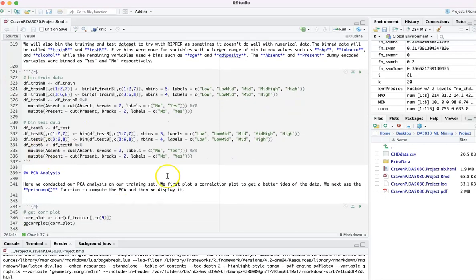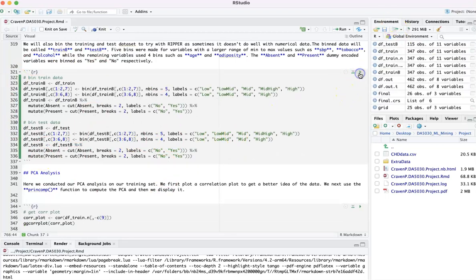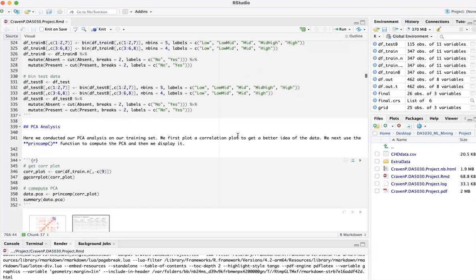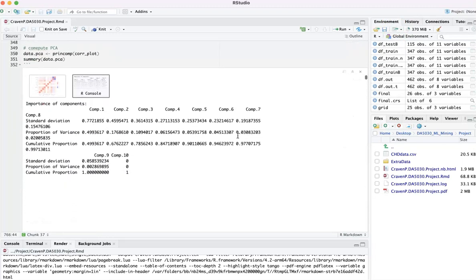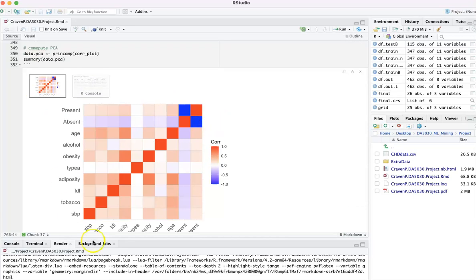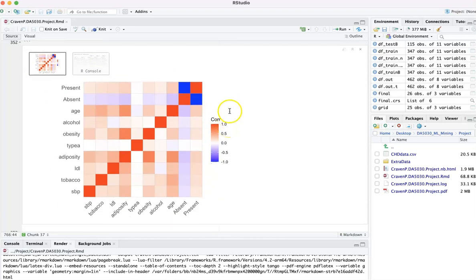I also binned my data, so I made another training set to bin for the RIPPER model. And this is how I did it here. I made a couple of different bin sizes. These are the ones that worked best for my analysis. The next thing I looked at was PCA. You can see here the correlations of the training set. Nothing crazy other than our dummy codes.